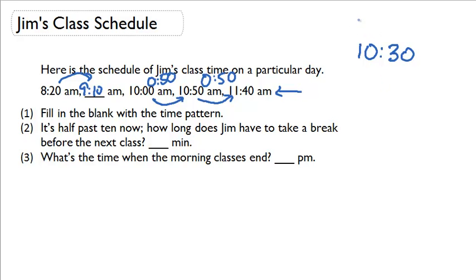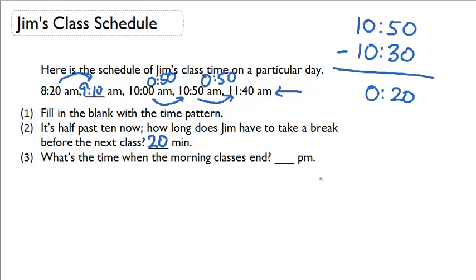So in order to find the time difference, how long I have between 10:30 and 10:50, I have to subtract again. And when I subtract 50 minus 30, I get 20. And then 10 minus 10 is 0. So it looks like I have 20 minutes. And what's the time when the morning classes end?